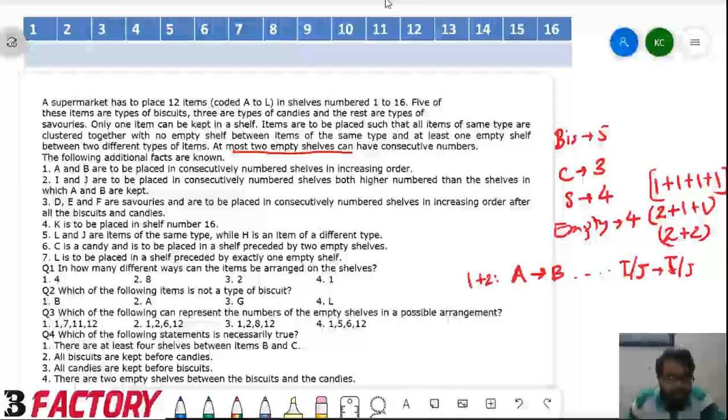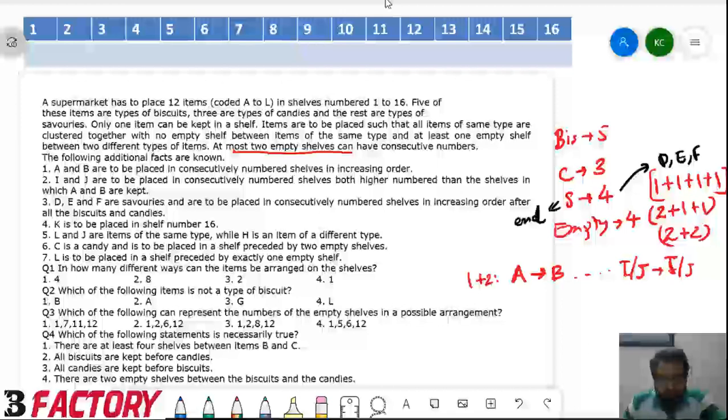Good, okay. D, E, F are series. Okay, so we can write these numbers. Okay, so their names. Okay, so D, E, F are to be placed in consecutively numbered cells in increasing order after all the biscuits and candies, means that they are at the end. Okay.